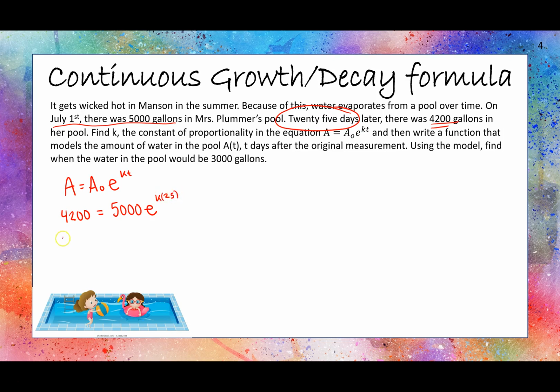Now I'm simply just going to rewrite this a little bit nicer. We usually are going to write our variable after our number, so we're going to call this 25k. All right, next thing that I'm going to do is divide by 5,000, because I'm trying to solve for k, so we're trying to get k all by itself. So let's get rid of the 5,000. And so 4,200 divided by 5,000 is 0.84. This cancels, and I'm left with e to the 25k.